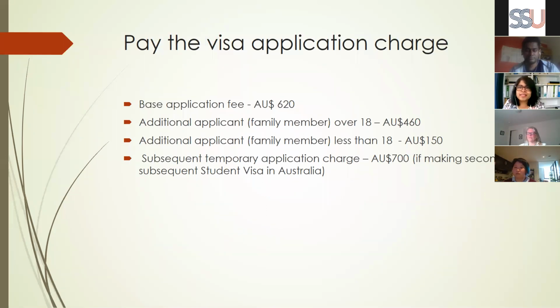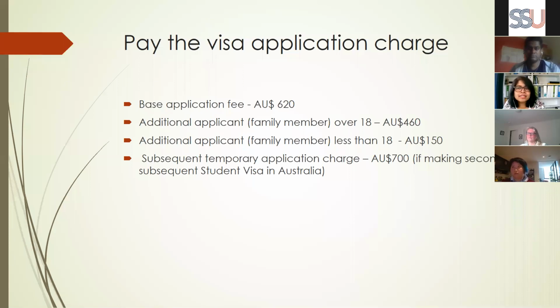Okay, so the pay the visa application charge. So you will need to pay a visa application charge. The base application fee is 620 Australian dollars. That's for the primary applicant. And if you have a family member included in your application who is over 18, the fee will be 460, and secondary applicant under 18, 150. So if you have a dependent child, for example.